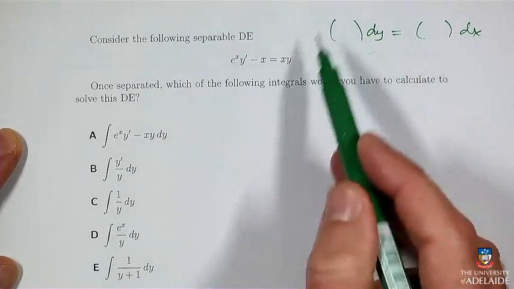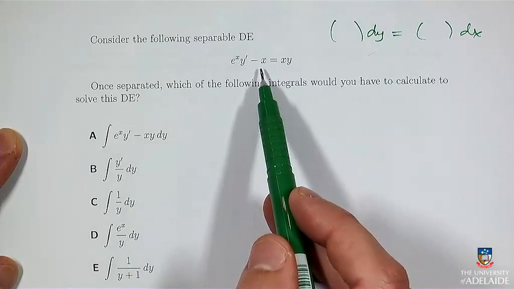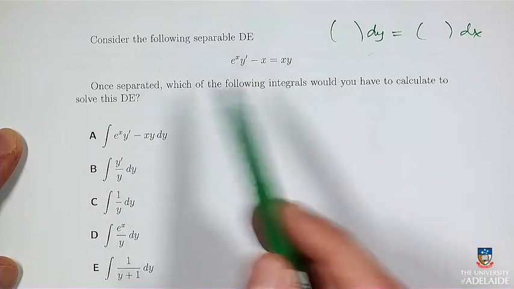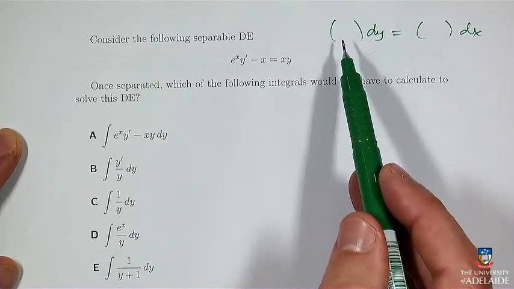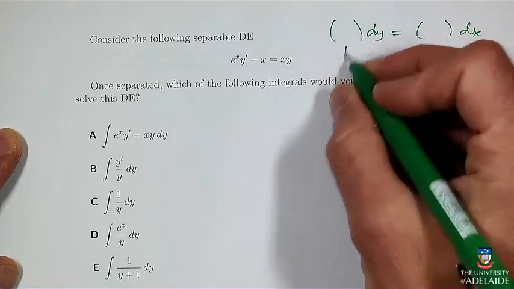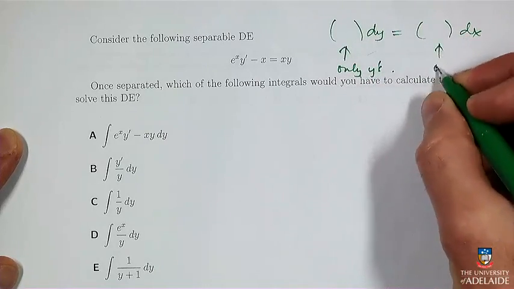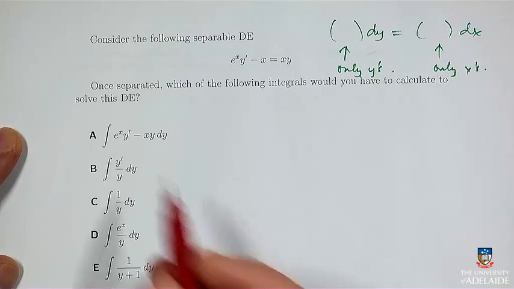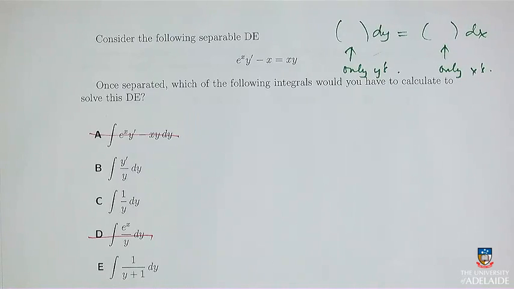What is on this side? Now, this one here is basically just you put plus the x on that side and you subtract this stuff on this side. But that's not how you separate it. You've got to get all the x stuff on this side and all the y stuff on this side. So whatever goes in here should have only y's, and whatever goes in here should have only x's. So I can say straight away that that's bogus. They can't be right.